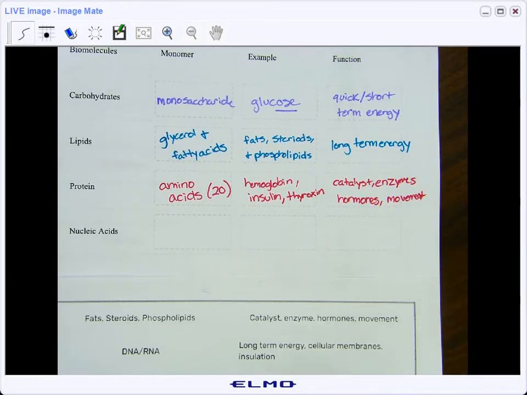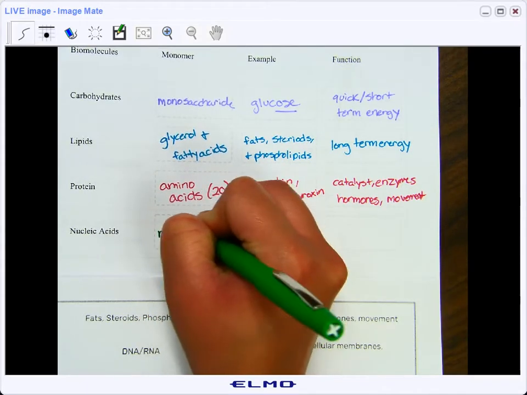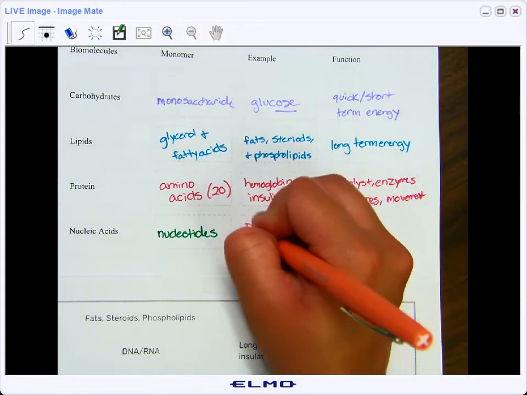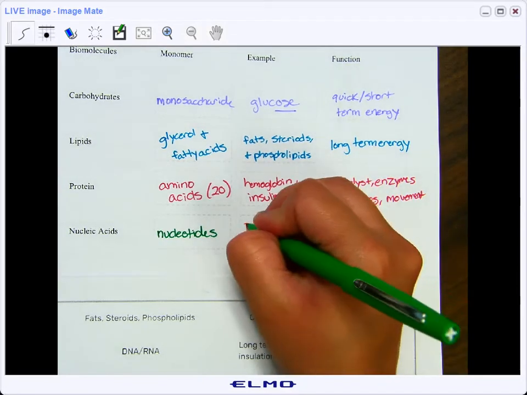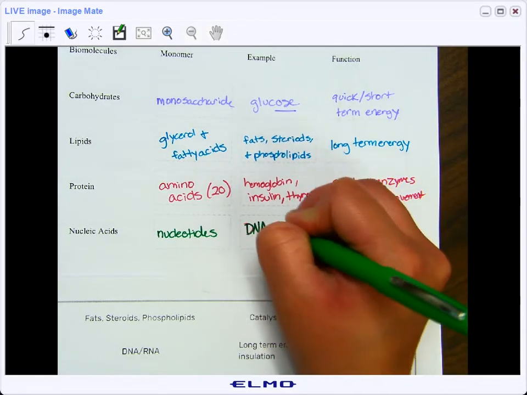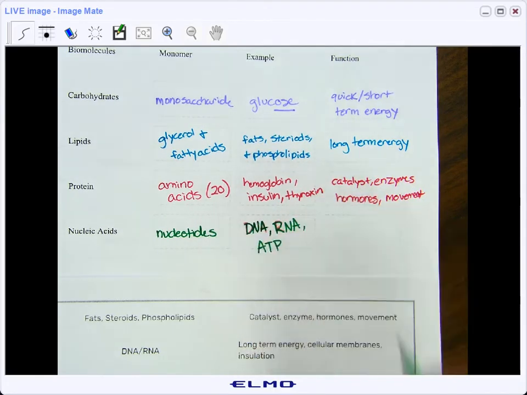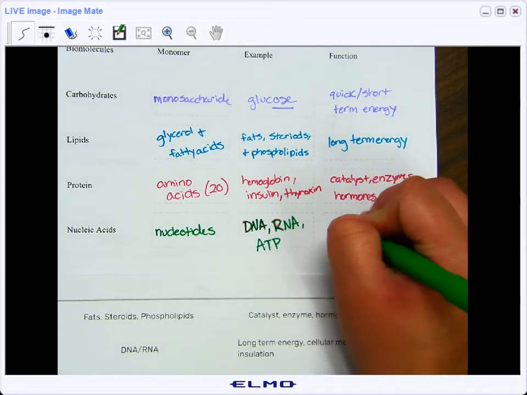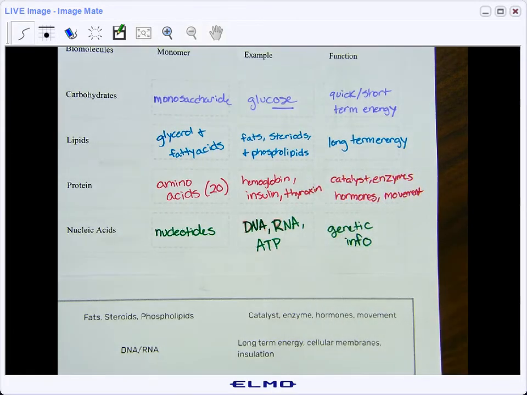Finally, nucleic acids. The monomers of nucleic acids are called nucleotides. Examples are going to be your DNA, your RNA, and it's also going to be ATP. Don't forget that. It stores your genetic information. It's also responsible for gene expression.